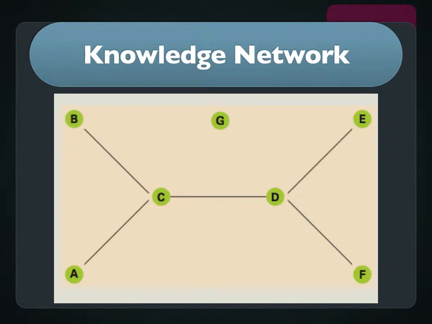However, employee G doesn't have access to any information, and so their ability to leverage a knowledge network is going to be quite limited. There's a lot of interesting work that exists on knowledge networks and how they work.